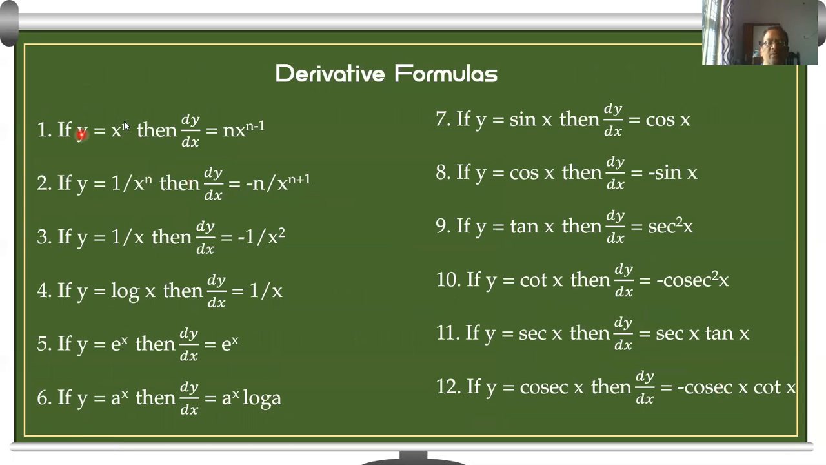Y equal to x power n. It is a basic formula. The derivative becomes n into x power n minus 1. Now here it is in the numerator. If it is in the denominator, 1 by x power n, in that case dy by dx becomes minus n by x power n plus 1. Next, in the same formula I am taking n equal to 1. The derivative of 1 by x is, just substitute n equal to 1, minus 1 by x square.